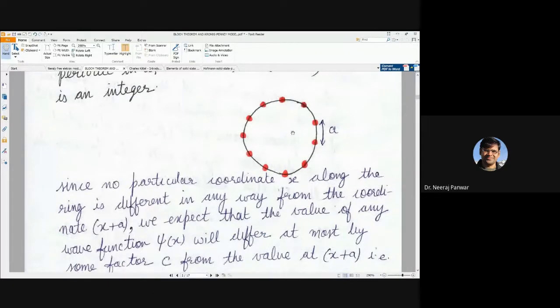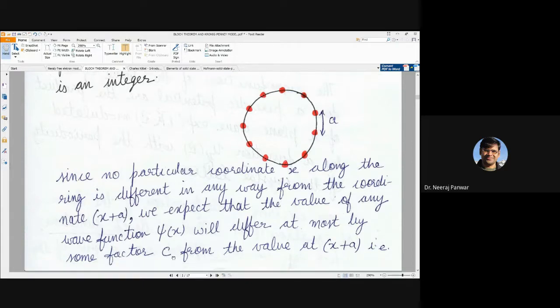And you know that, since the probability is the same, whatever is the wave function here, the same wave function should be there. Only the wave function between the two neighboring lattice points can differ by a constant c. Only it can differ by a constant c.